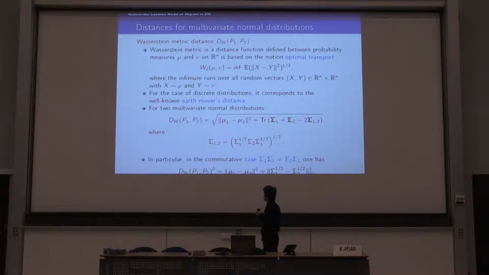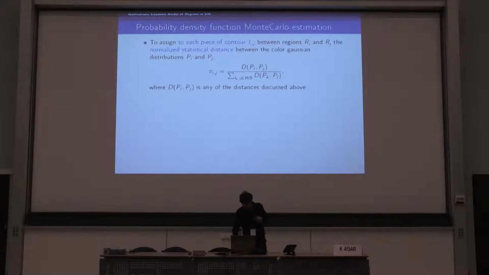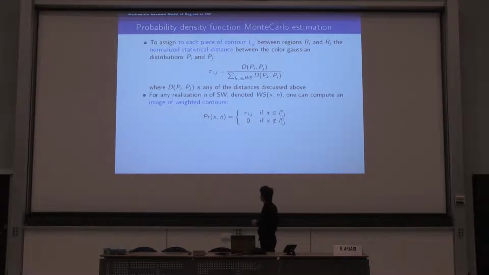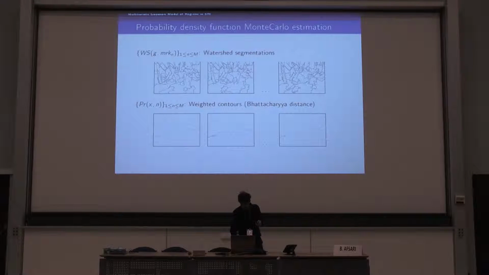In fact, for us, it's important to have a closed form for the efficiency of the algorithm. Remember, in the Monte Carlo procedure we need to simulate a certain number of segmentations, and for each one of them, we need to compute the distance between any pair of regions in the segmentation. So it's relatively costly, and at least we need to have a closed expression which makes things easier. So now the procedure will be as for the standard stochastic watershed, but instead of the indicator function of the contours, now we'll have a weighting function which depends on the distance between the Gaussian distributions. And then we will integrate again, and we will estimate the probability density function.